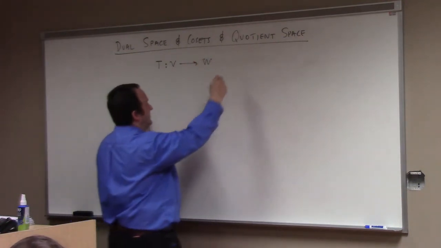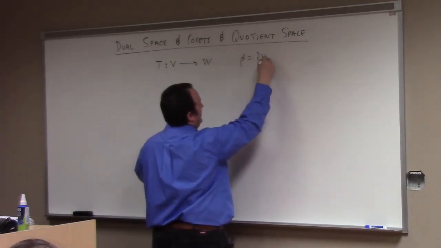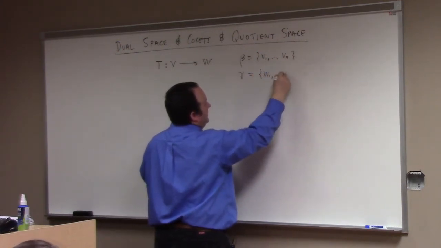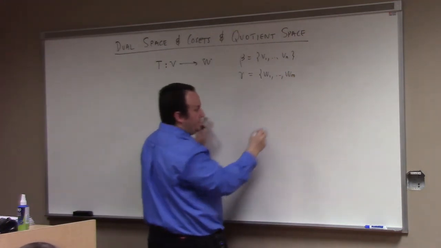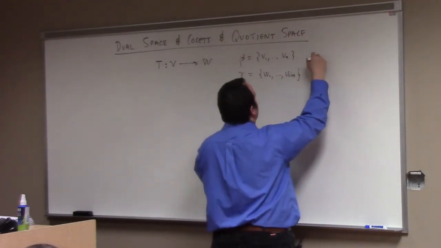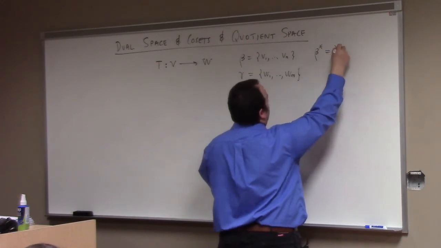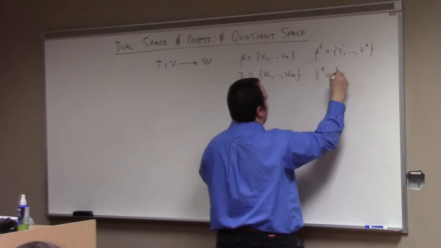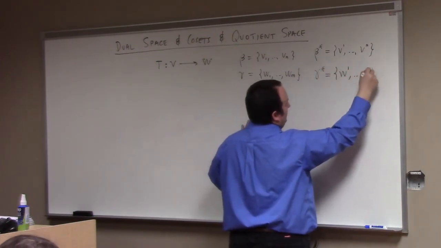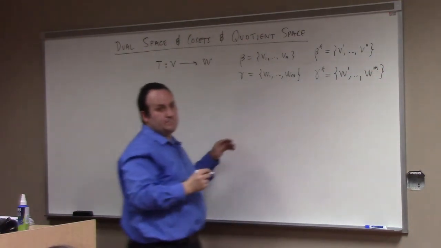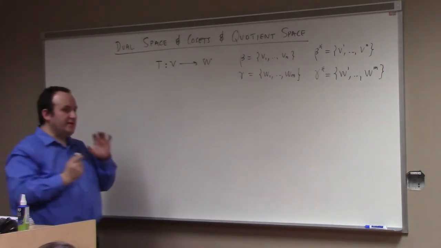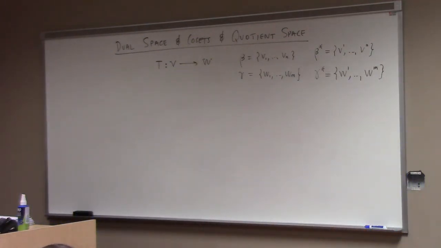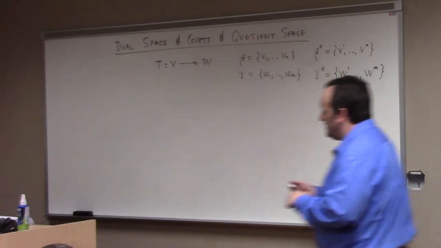And I'm going to let beta, as usual, be my basis for V, n-dimensional. I'll let gamma, w_1 through w_m, be my basis for W, and correspondingly, beta dual, v^1 through v^n, and gamma dual, the dual space to W, w^1 through w^m. All right. And what I want to just show you is that we can rewrite the linear transformation using the dual basis. We can rip it apart into component functions using this dual basis technology.